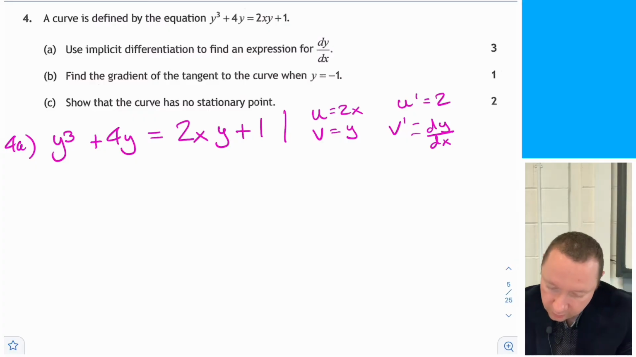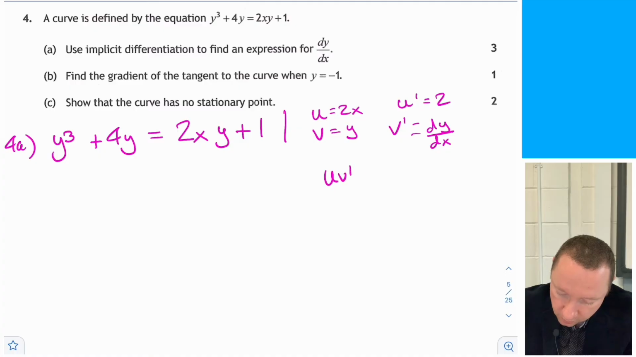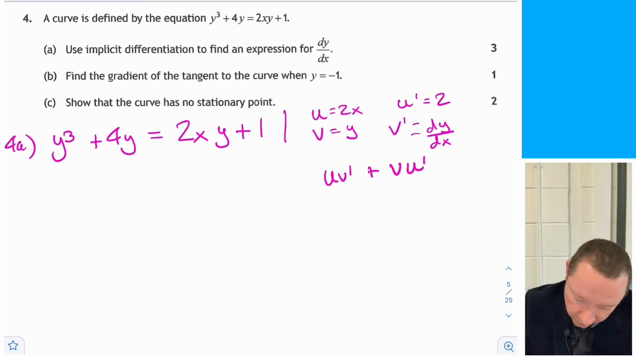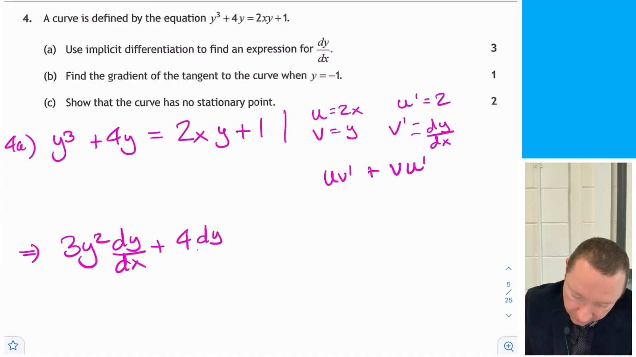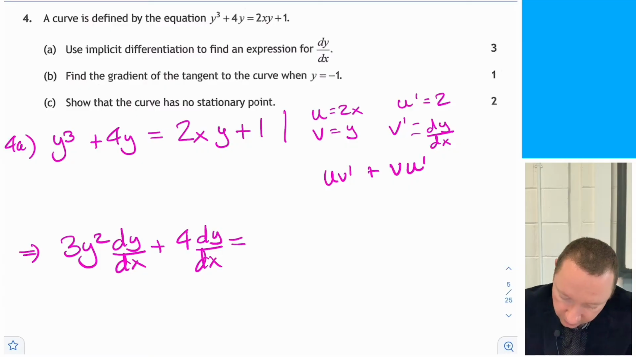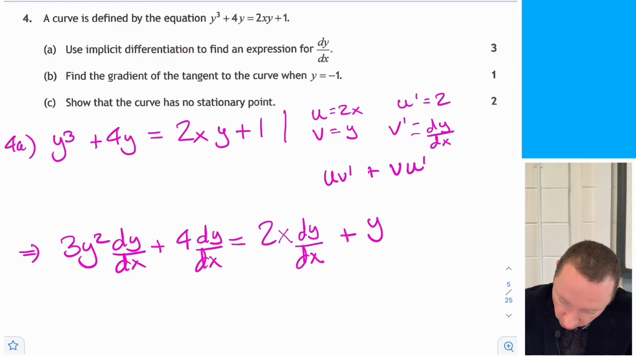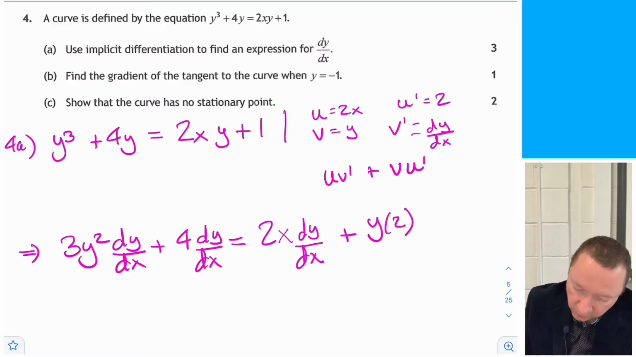And remember that's going to differentiate that, we've got uv dash plus v u dash. So going back to the left hand side, we've got 3y squared dy by dx plus 4 dy by dx. And then on the right hand side, 2x for u, v dash is dy by dx, plus y for v, and u dash is 2. And differentiate 1, you get nothing.